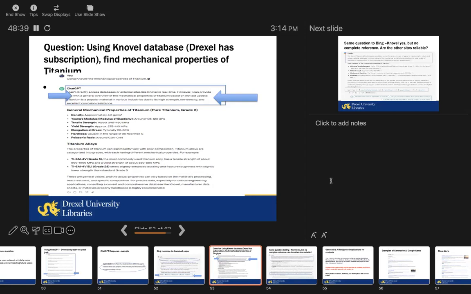So I asked this question: using Knovel, find mechanical properties of titanium, for example. And then ChatGPT says, I cannot directly access databases of external sites like Knovel in real time. I can provide you with a general overview of the mechanical properties of titanium. And now it gives me some properties, but it doesn't tell me where these properties came from. So how do I justify it myself?